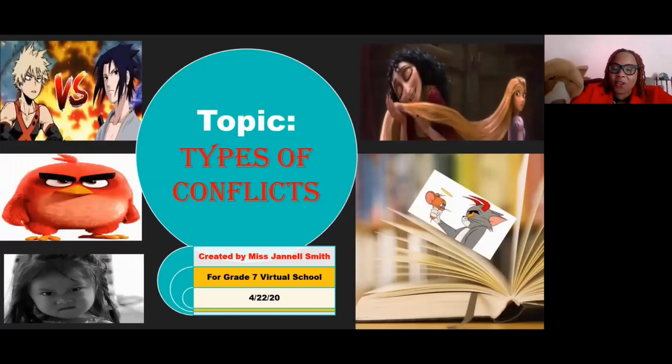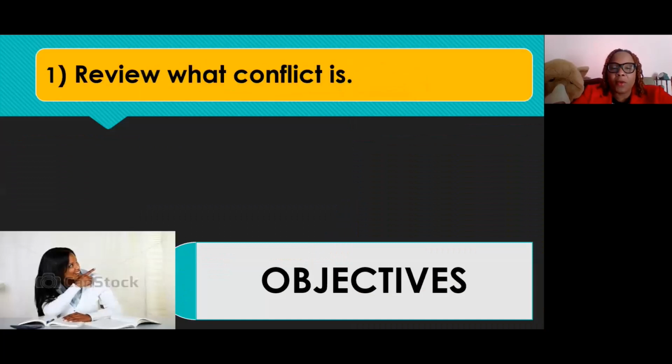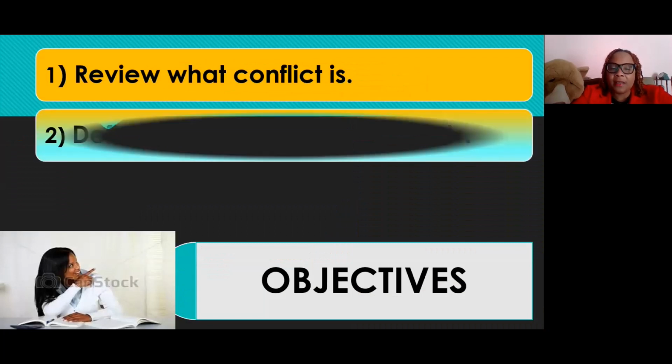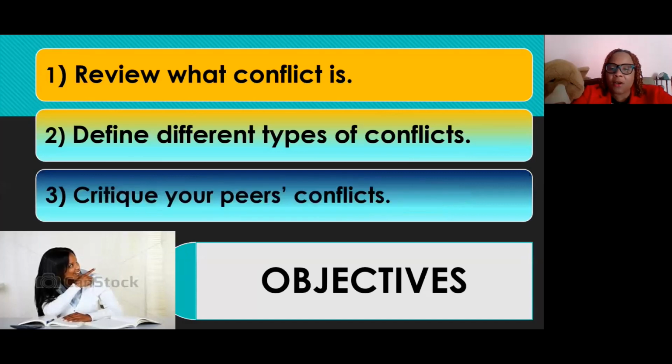Let's get into today's topic. Today's topic is types of conflicts. And let's look at the objectives. Objective number 1, review what a conflict is. Define different types of conflicts. Critique your peers' conflicts. So that's the 3 things we're going to be doing today.